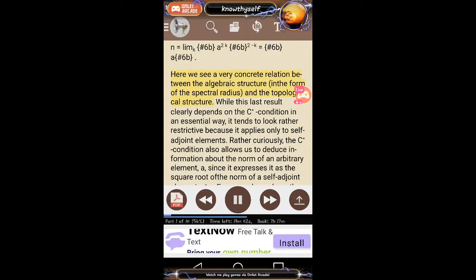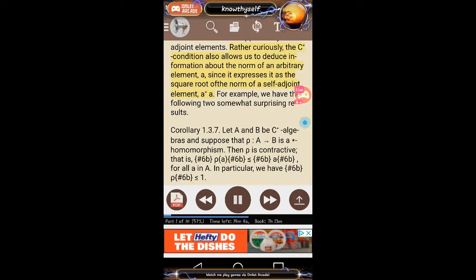Here we see a very concrete relation between the algebraic structure, in the form of the spectral radius, and the topological structure. While this last result clearly depends on the C* condition in an essential way, it tends to look rather restrictive because it applies only to self-adjoint elements. Rather curiously, the C* condition also allows us to deduce information about the norm of an arbitrary element A, since it expresses it as the square root of the norm of a self-adjoint element, A*A. For example, we have the following two somewhat surprising results. Corollary 1.3.7. Let 𝒜 and ℬ be C* algebras and suppose that ρ: 𝒜 → ℬ is a homomorphism.